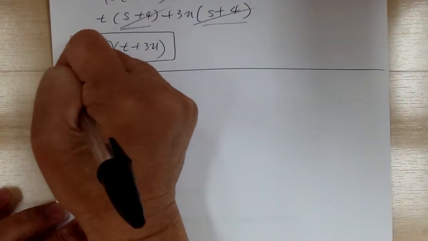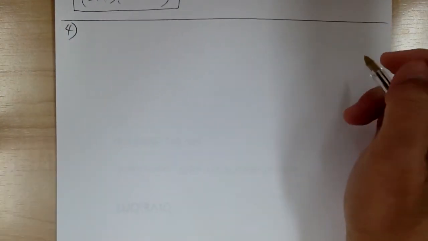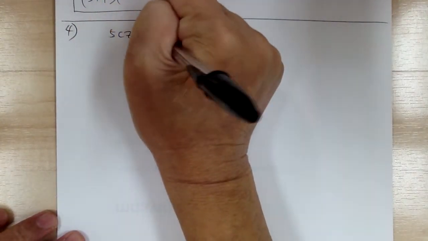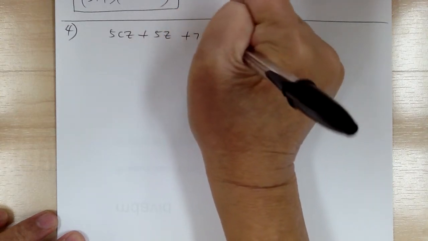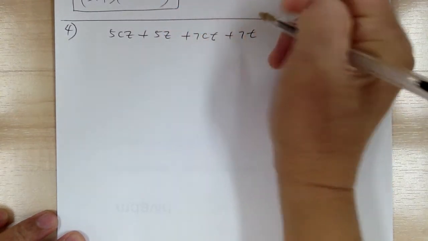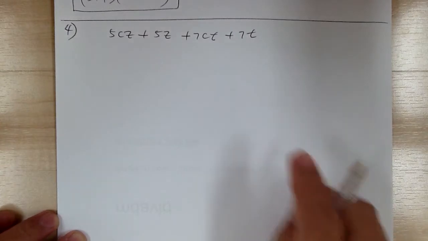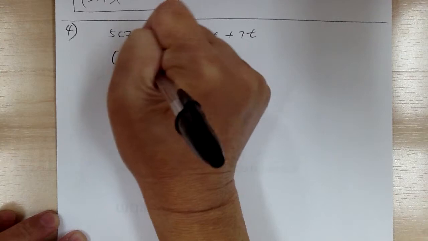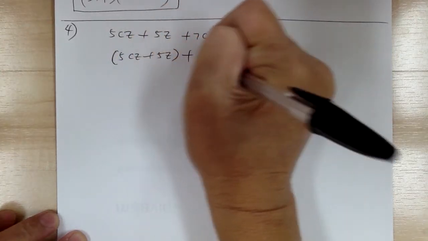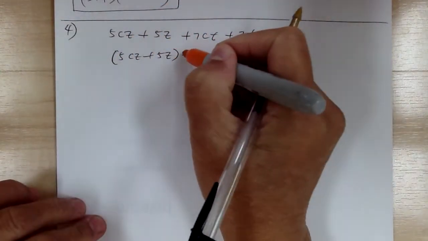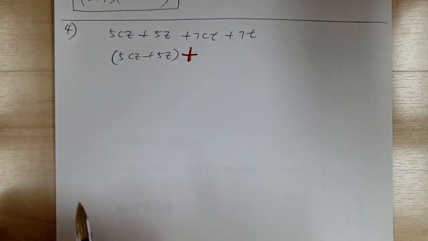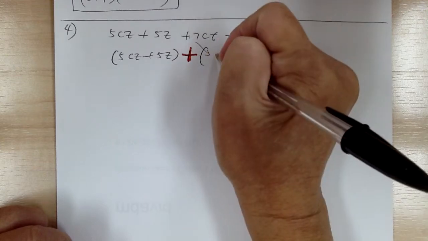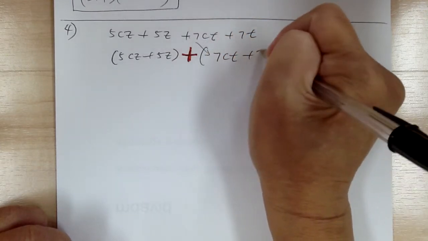Okay, number 4. You got 5CZ plus 5Z plus 7CT plus 7T. So you can go through your steps. So this would be the grouping. Group the first two terms. Put a plus right over here. Again, this is not this. This plus actually goes inside of here. So it'll be 7CT plus 7T.